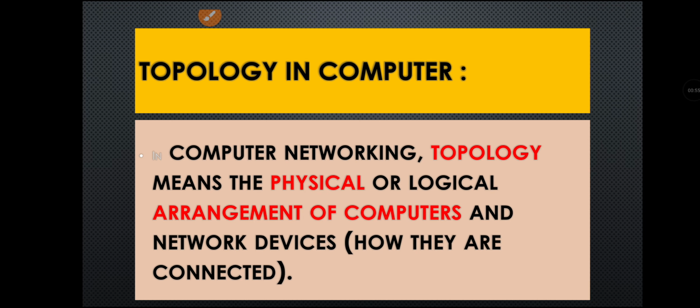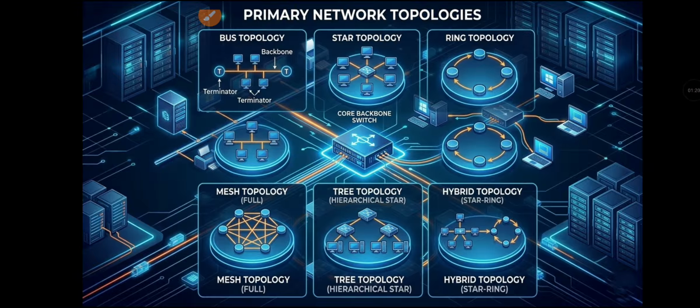So let's have the perfect answer. Look at the screen, my dear students. In computer networking, topology means the physical or logical arrangement of computers and network devices, how they are connected. My dear students, we know we arrange computers in different ways. So that is what we call topology. As you see on this particular screen, computers are arranged in different ways in different square boxes. I think you are observing now.